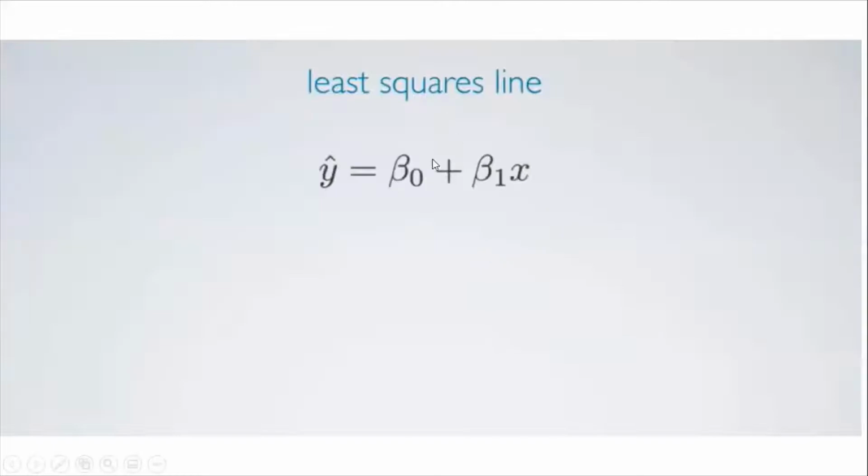Anyway, so how do we define the least squares line by a mathematical formula? So this is the definition. Some textbooks give us something like this, a plus bx. I think this one is much more familiar to you. So beta 0 is the same as a, and beta 1 is the same as b.